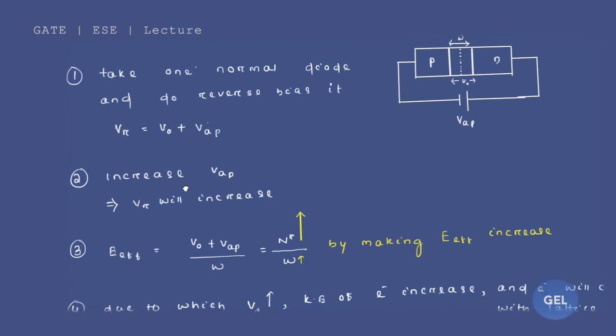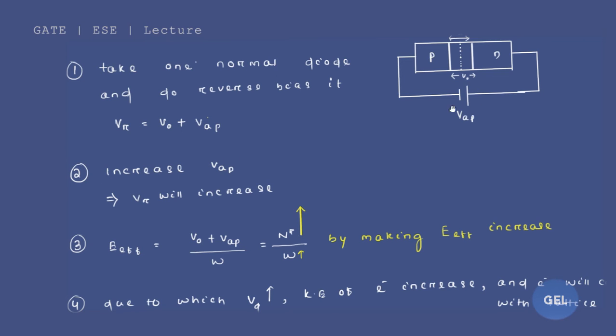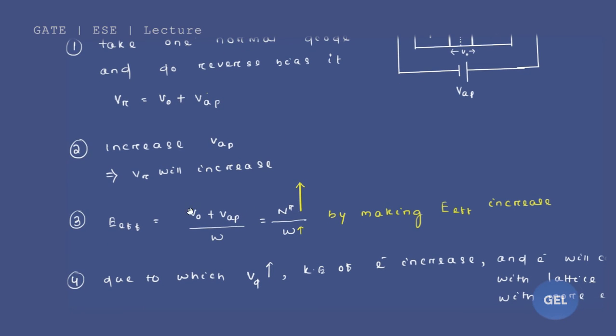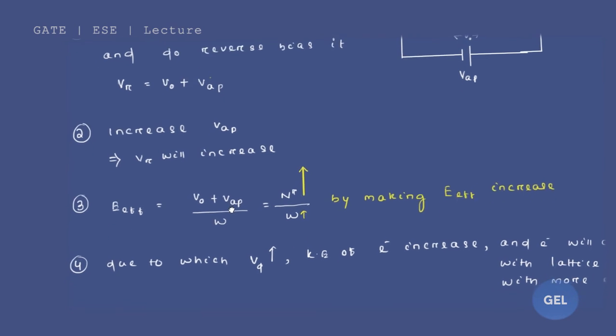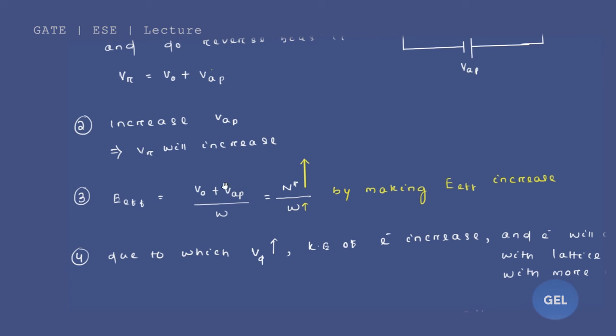So we are going to increase V applied, this external applying voltage, we are going to increase, na? That is why VR is going to increase, na? This is a very crucial part, my dear friend. If you increase the V naught plus V applied value, look here carefully. In the effective electric field expression, these two used to be balanced by the ratio increasing simultaneously.